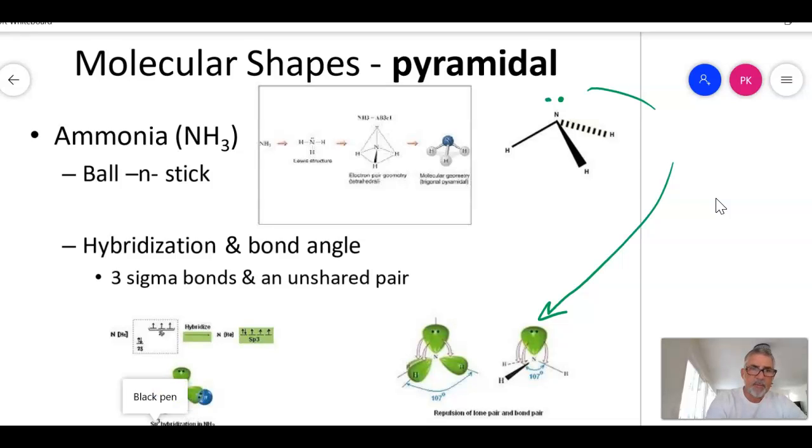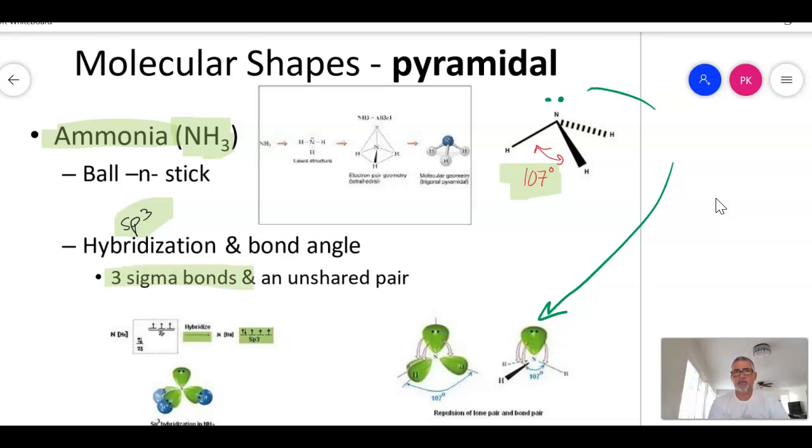Because of that, my bond angle here is around 107. Now it's 106.7, but we'll just round it to 107. So it's around 107 degrees. All right, so my hybridization is sp3. Remember, you need to know your molecules. Ammonia, NH3. So my hybridization is sp3. My bond angle is 107, and there are 3 sigma bonds, because there are 3 single bonds. Okay, so you need to know all those 3. And that is my pyramidal shape.